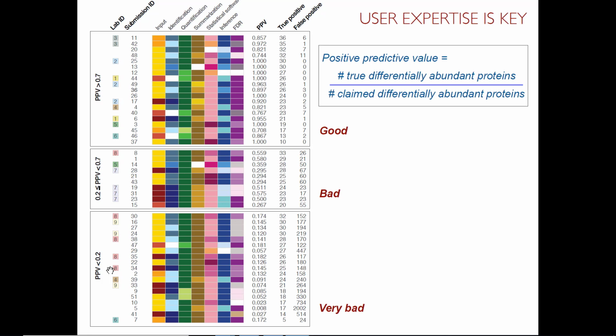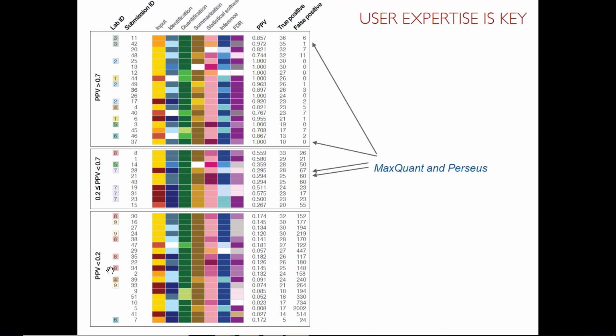This was really the question which everybody wanted to know, right? Is there a winning tool that we can just use and be done? Okay, so let's take a look at that. Here are multiple submissions, which all used MaxQuant and Perseus for statistical analysis. This submission did clearly very well. These two submissions were, in positive predictive value, kind of below the bar.